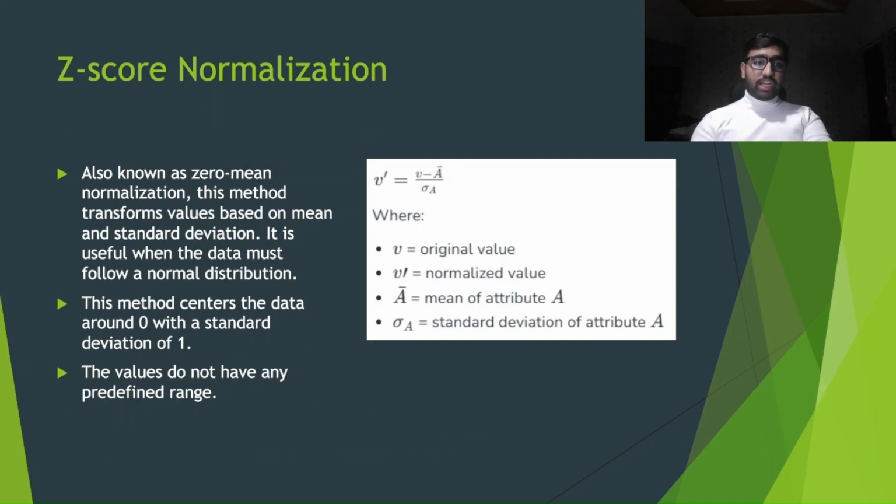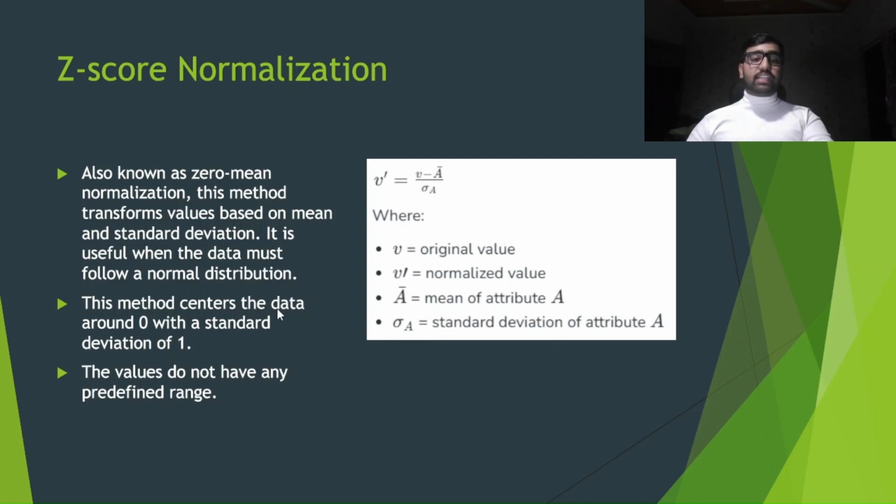Z-score normalization. It is also known as zero mean normalization. This method transforms values based on mean and standard deviation. It is useful when the data must follow a normal distribution. So, contrary to min-max normalization, the z-score normalization performs the normalization of data using the standard deviation and the mean. The formula is v dash equals v minus a divided by sigma a. Here v is the original value, v dash is the normalized value, a refers to the mean of attribute a, and sigma a is the standard deviation of attribute a.